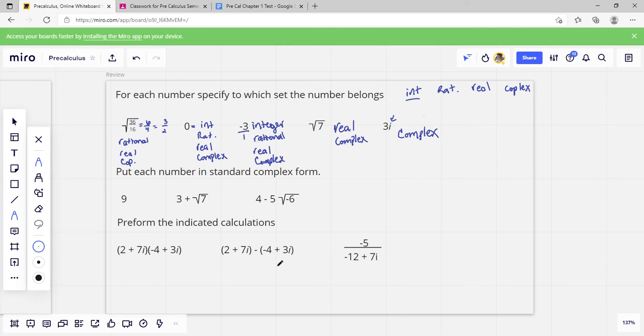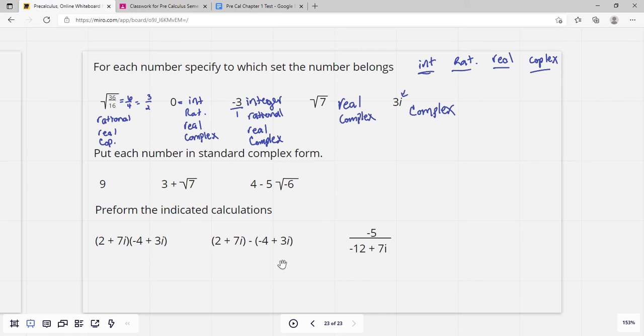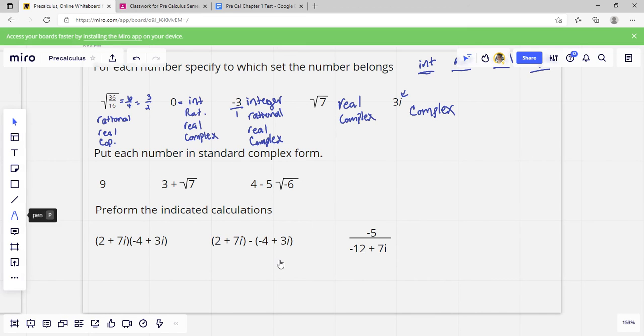All right, so as you do these in your homework, go over them one at a time, think about the definition, and make sure it applies to the number that you're looking at. All right, this one says put each number in standard complex form. So basically that means that if you've got anything in a radical bar, you want to try to get rid of it. Get rid of the radical.